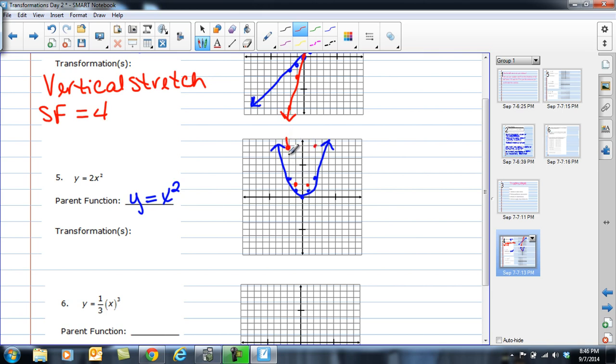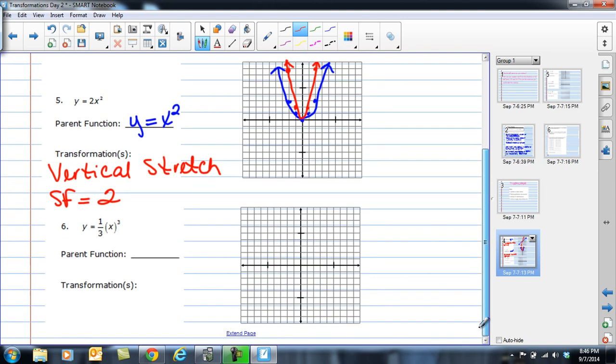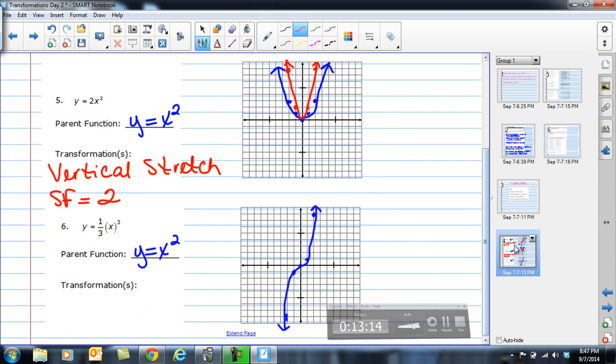And so here's my new parabola. Vertex is in the same place. I didn't make a very good curve. But you'll notice what I did is I took these points and I have now moved them further from the x-axis. So again, I have a vertical stretch, and my scale factor this time is equal to 2. So we'll do one more. I'm going to pause and let you try this one, and then you can come back and check your answer just to make sure that you have it correct.